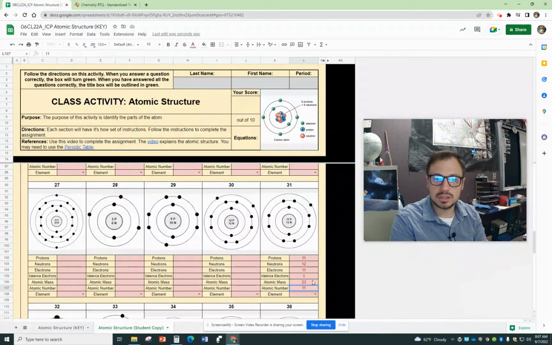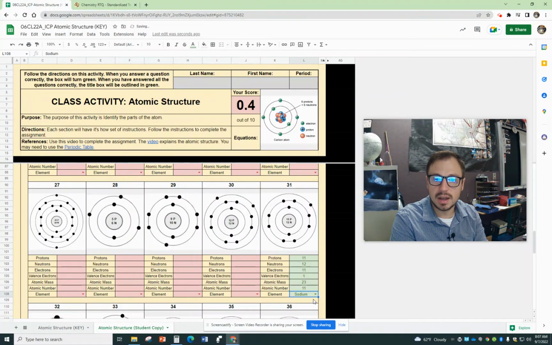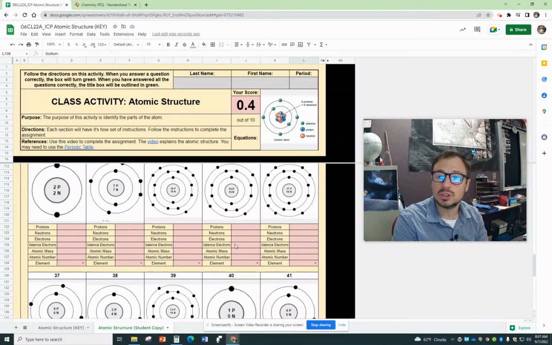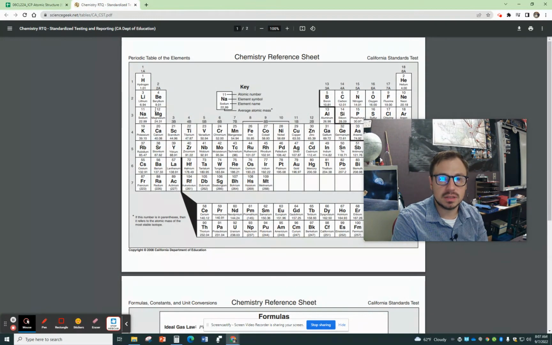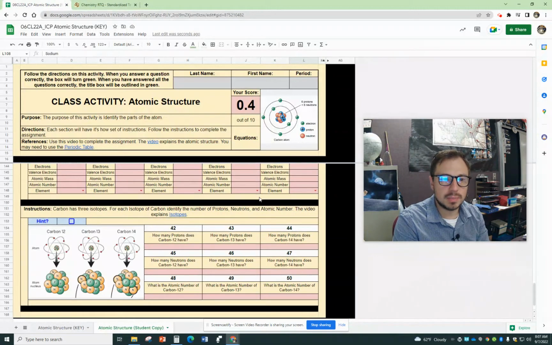So I can come down here to this drop-down menu and I find sodium, right? And notice I got that correct, so it all turned green. Good, right? So do that for all of them. These are all the first 20 elements on the periodic table, right? They're not in order, but it's just the first 20. So now let's go down to the bottom and do this one.